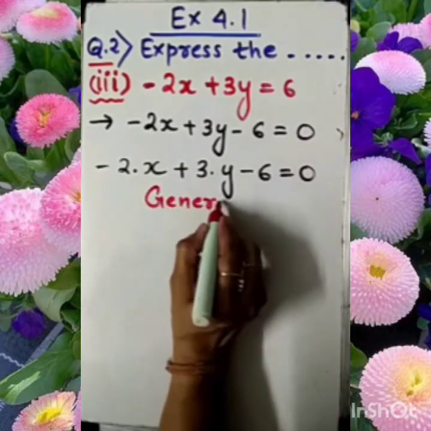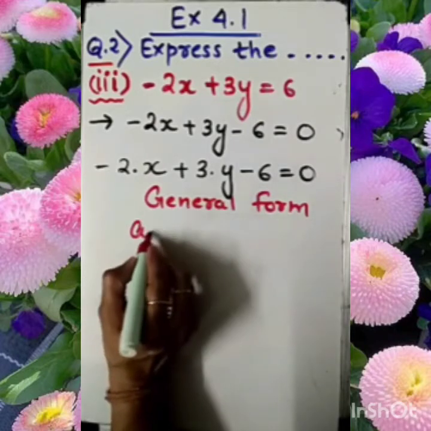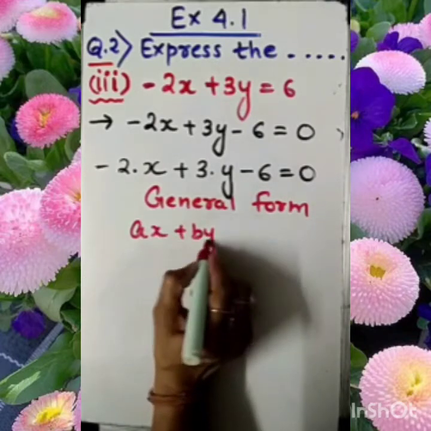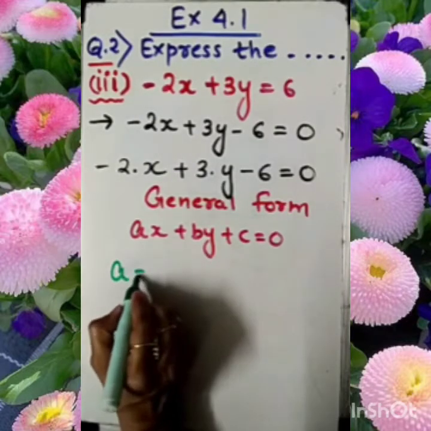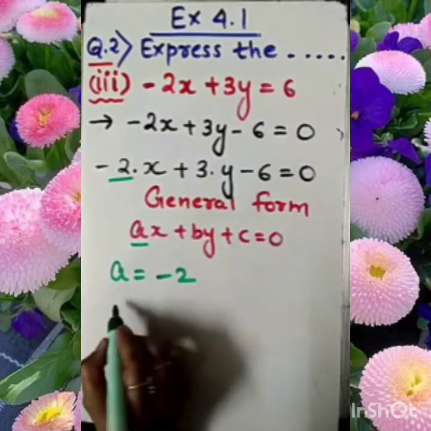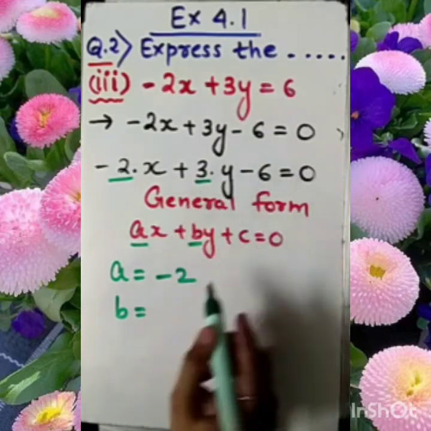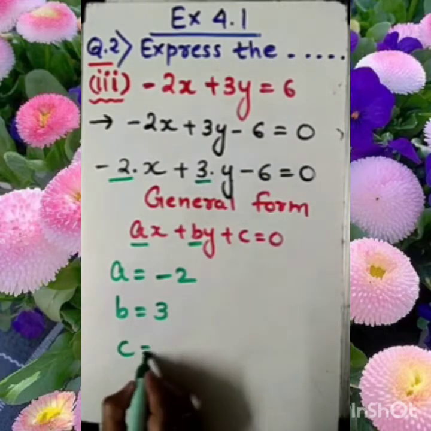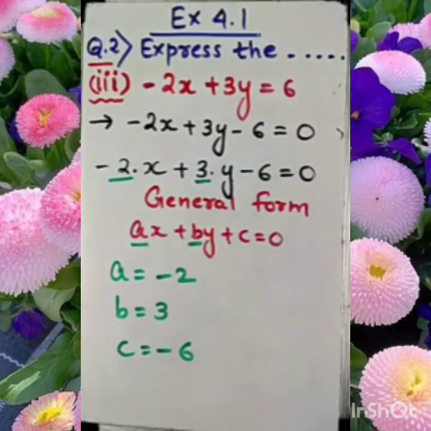Now let's note down the general form and then we will compare. We know the general form of linear equation in two variables: ax plus by plus c equal to 0. So dear student, if we compare with that, the value of a will be, what will be the a? Of course, it will be minus 2. What is the value of b? B is the coefficient of y, that is 3. And c is a constant term, along with the sign we need to mention, so it is minus 6.